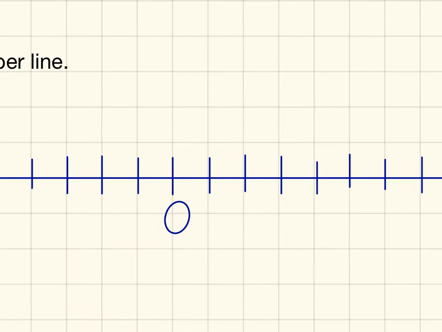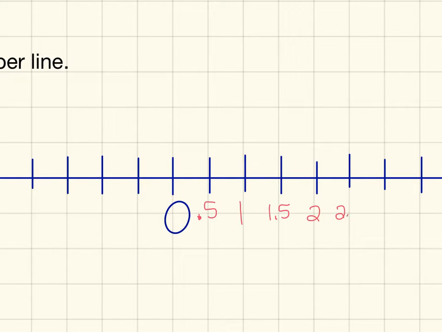So here's what I mean. Let me make this a little bit bigger. I'm going to say this is 0.5, or a half, again, 1, 1.5, 2, 2.5, 3, okay, and then this is going to be 3.5.